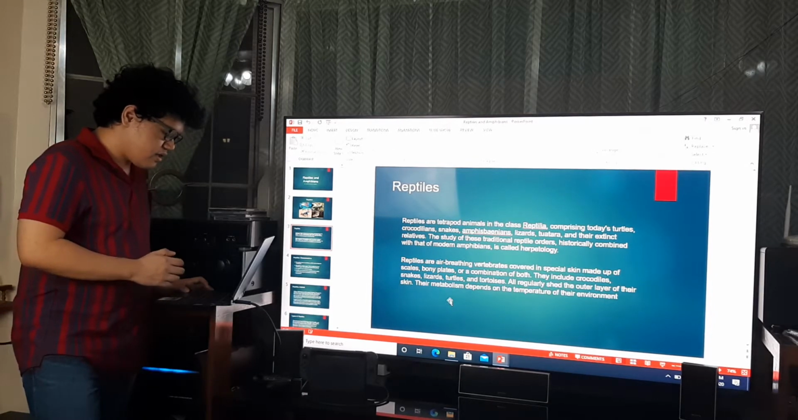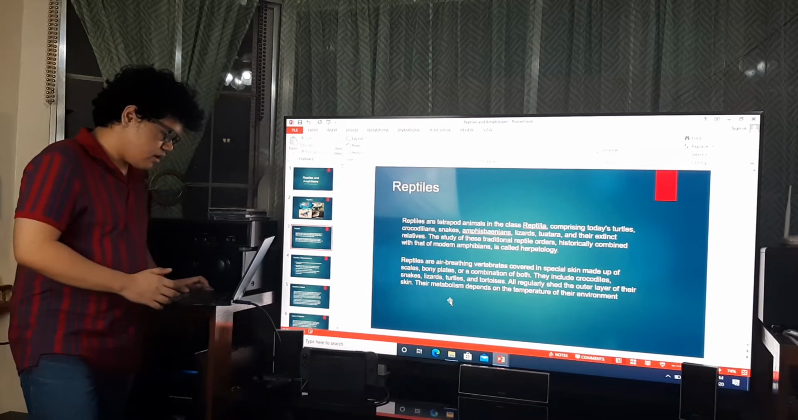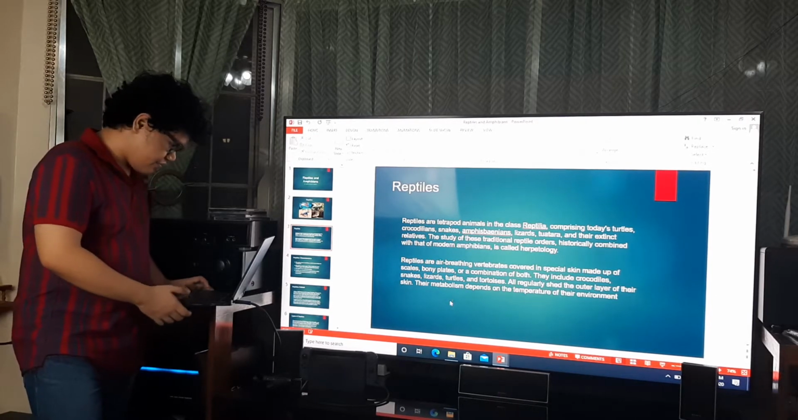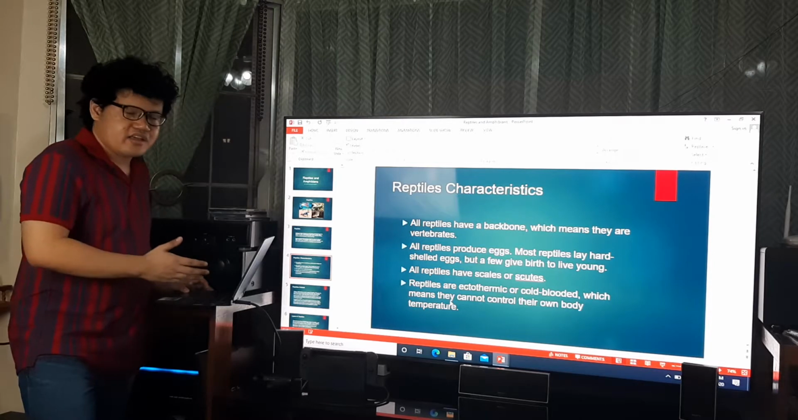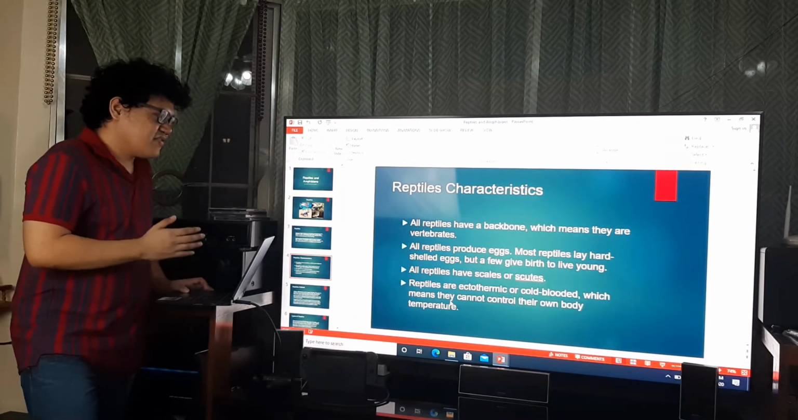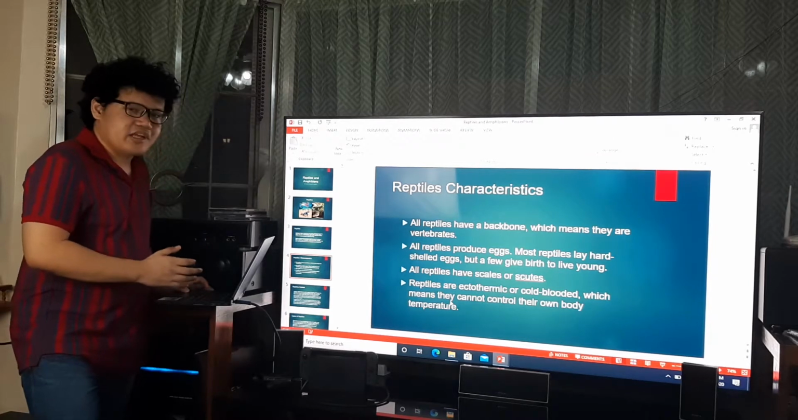All regularly shed the outer layer of their skin. Their metabolism depends on the temperature of the environment. Here are the characteristics of reptiles. All reptiles have a backbone, which means they are vertebrates.